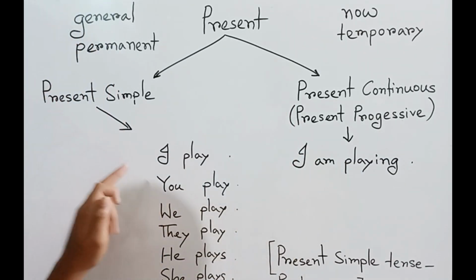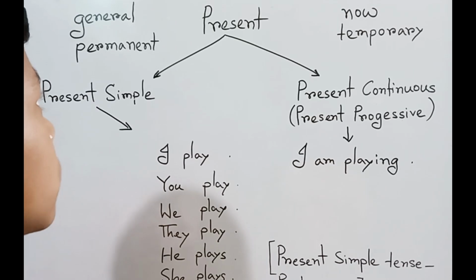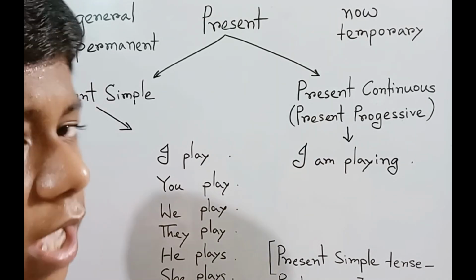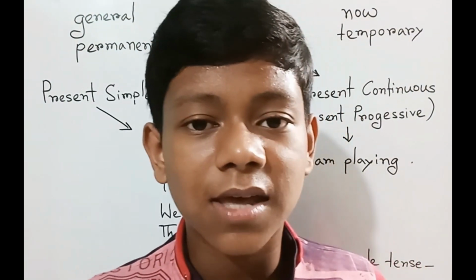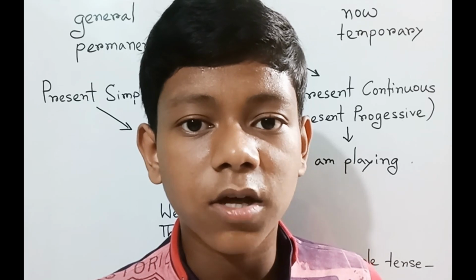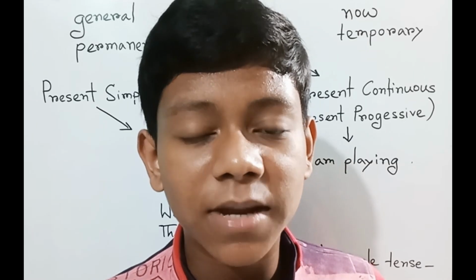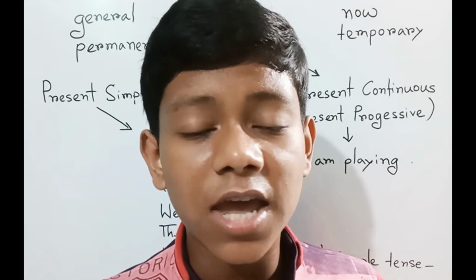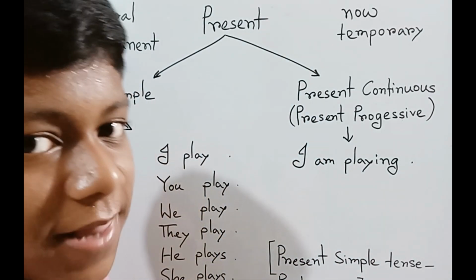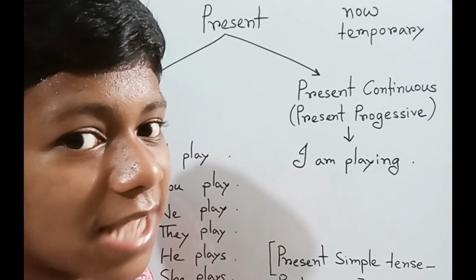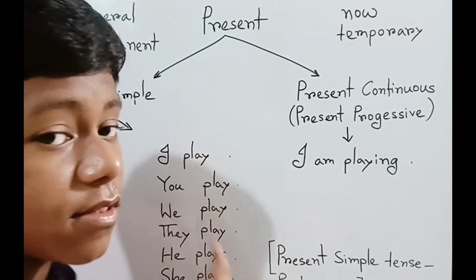Now the present simple. Here we can see when we will use present simple tense. Here it says general permanent. So general permanent means it's general, it's generally true. It's a habit. It always happens every time. Let's take a look. Here we can say I play. It means I play, but it doesn't mean right now. It indicates every day, and it indicates your habit.